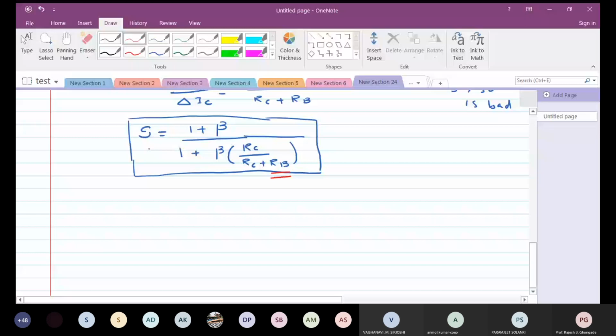Guys, do you agree to that? See, this is a denominator for this factor. So this factor has to be large. If this factor has to be large, its denominator has to be small. So RB should be as small as possible.